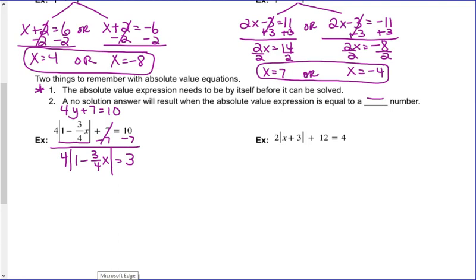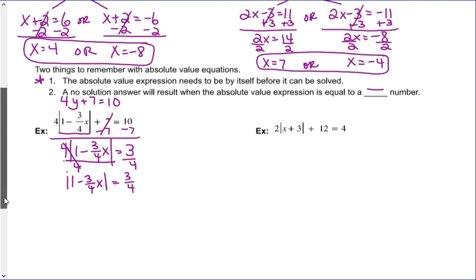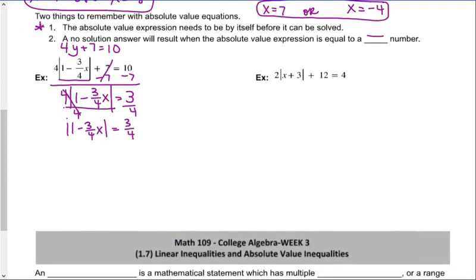And then I'm going to get rid of the 4 that's in front, multiplying that absolute value. If that's a times, to undo that, let's divide by 4. That is the opposite. That goes away. And I'm left with the absolute value of 1 minus 3/4 x is equal to 3/4. And now is the only time that we are allowed to split up that absolute value.